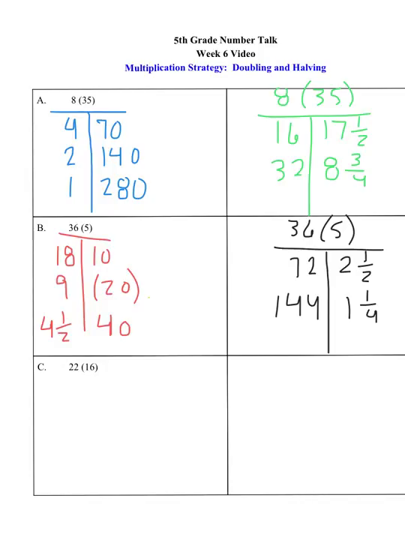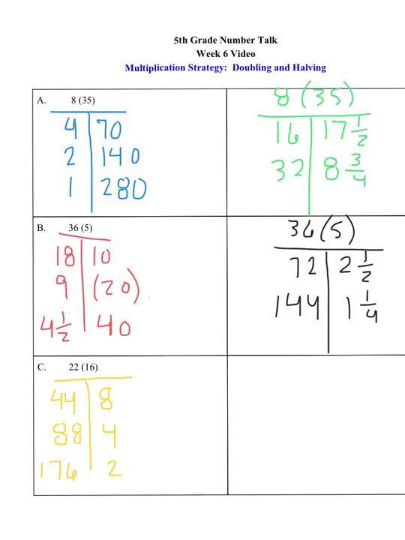Another example we can look at. When we look at 22 times 16, well, if we double 22, 44, we half 16, that's 8. If we double 44, that's 88. If we half 8, that's 4. If we double 88, 176, and half 4, that's 2. Obviously, whatever point you recognize your solution, you don't have to go any further.